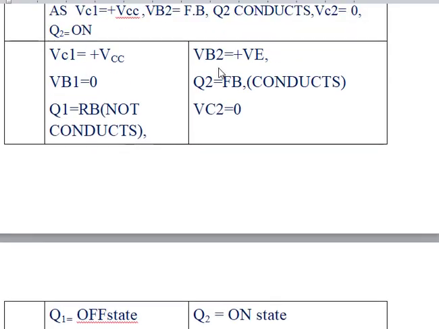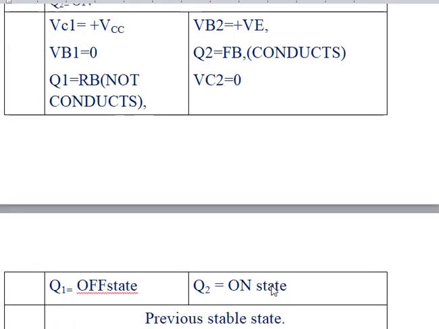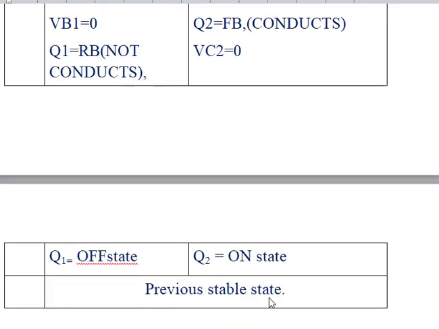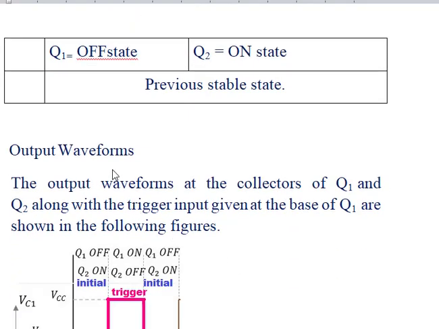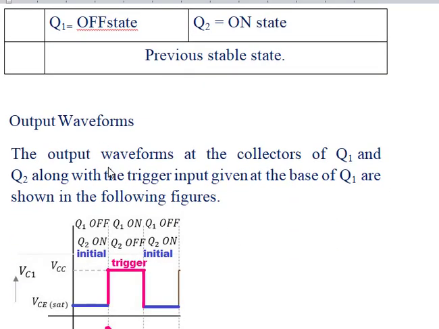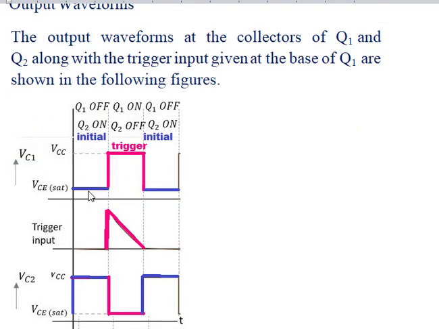In Q2, VB2 is positive, that is forward bias, so it conducts, VC2 becomes 0, now Q2 is in on state. So it shifted to the previous stable state. So this is the output waveform of the monostable multivibrator.